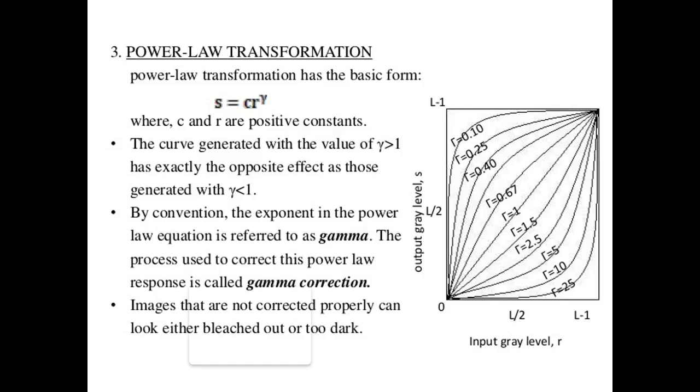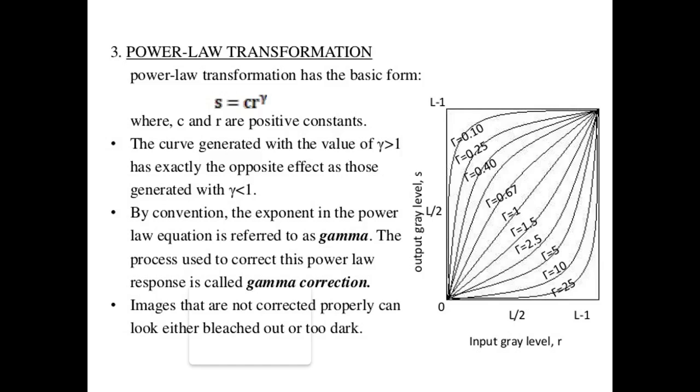Now we will see the power law transformation, which consists of nth power and nth root. This can be represented as S is equal to C R to the power of gamma. Here if the gamma value is greater than 1, it will act as nth power. So if gamma value is greater than 1, the lower part of this graph represents the nth power. So the power law will act as the nth power transformation, and if gamma value is less than 1, the power law will act as nth root transformation.